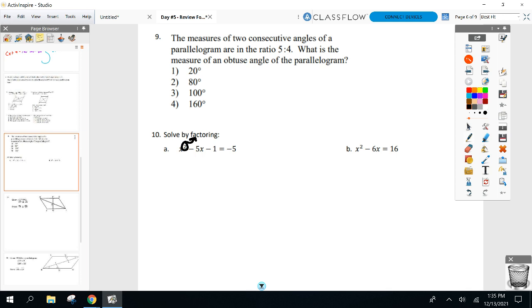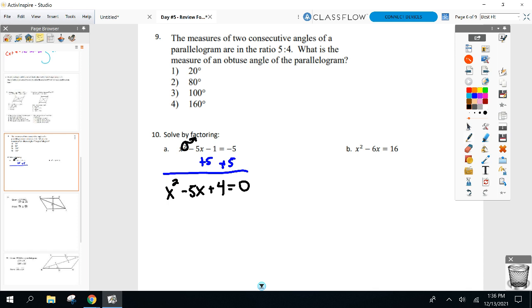Let's talk. Can't factor yet. Why not? It's not equal to 0. How do I make it equal to 0? Add 5x over. There you go. Got to make it equal to 0 before we do anything. So rewrite it in the correct order. I got x squared, I got minus 5x, and now I have plus 4 equals 0.